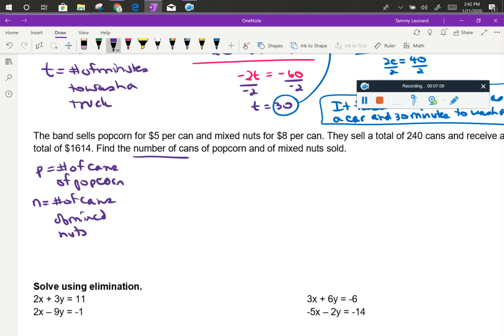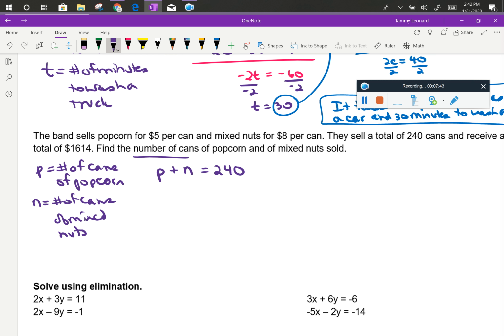Now, P and N are just the variables that I chose. If you like X and Y, then you could have picked one to be X and one to be Y. If you like totally different variables, you could pick whatever totally different variables you like. Personally, I try to pick variables that help me remember what they stand for, which is why I picked P and N. All right, it says they sell a total of 240 cans. So the number of cans of popcorn plus the number of cans of mixed nuts must equal 240. That gives me a nice simple equation to start with.